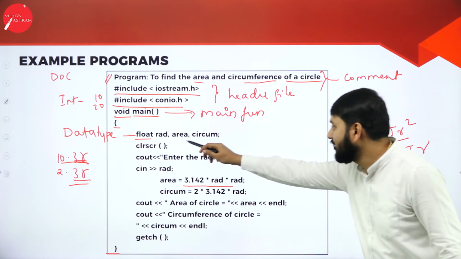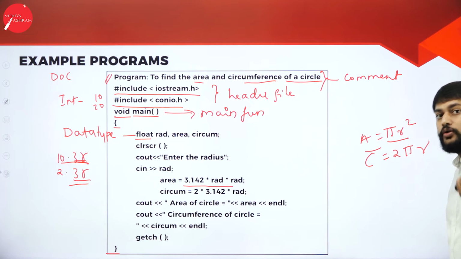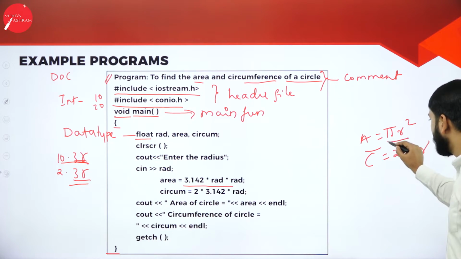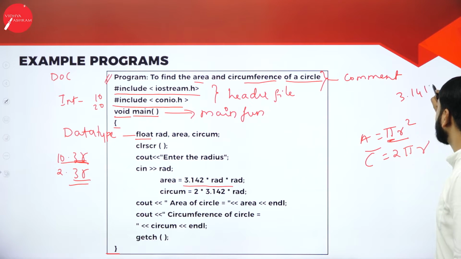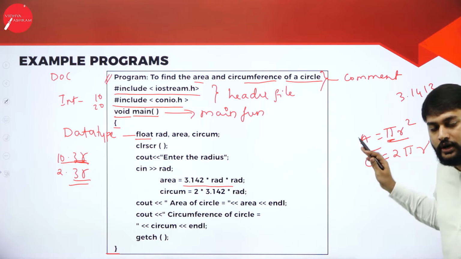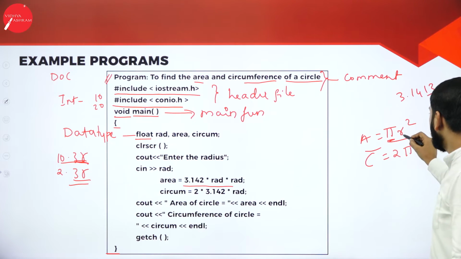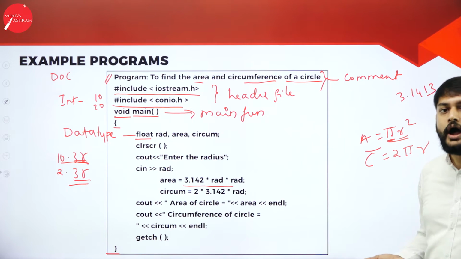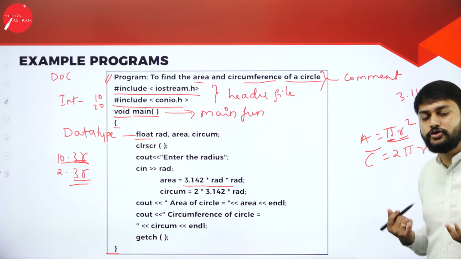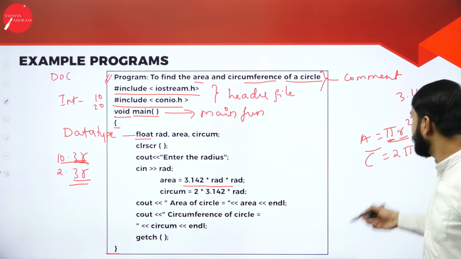So please listen here. Do I know the value of pi? Yes, I know the value of pi, 3.1413. So I don't need to take it from the user. Do you know the value of r? R means radius. Do you know the value of r? No, I don't know the radius, so I have to take it from the user.